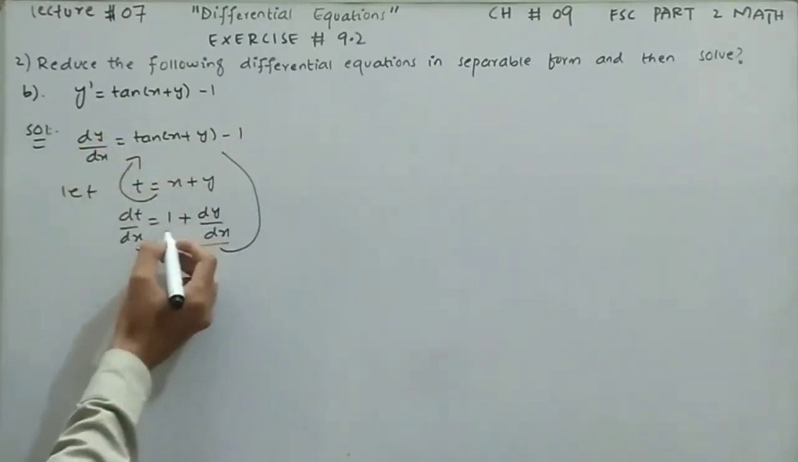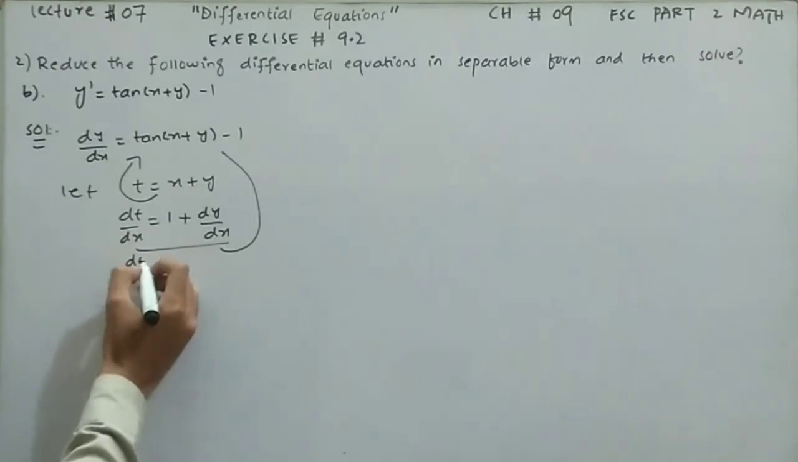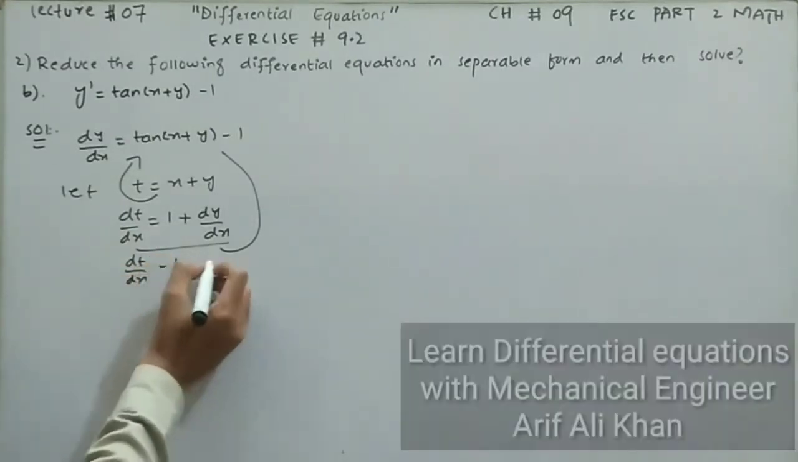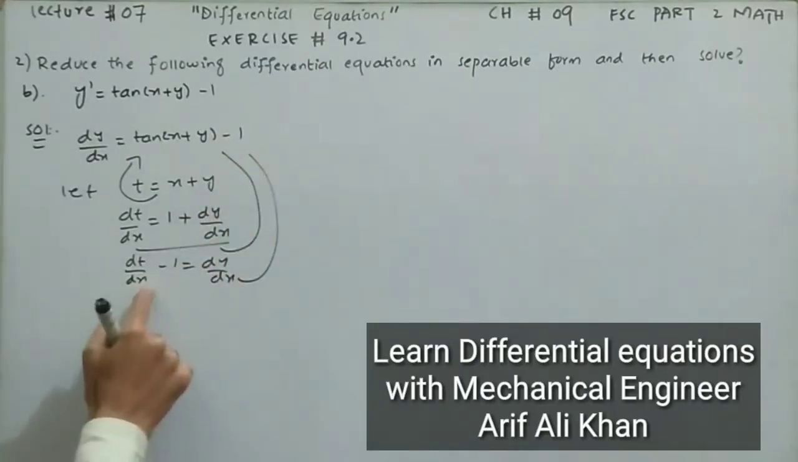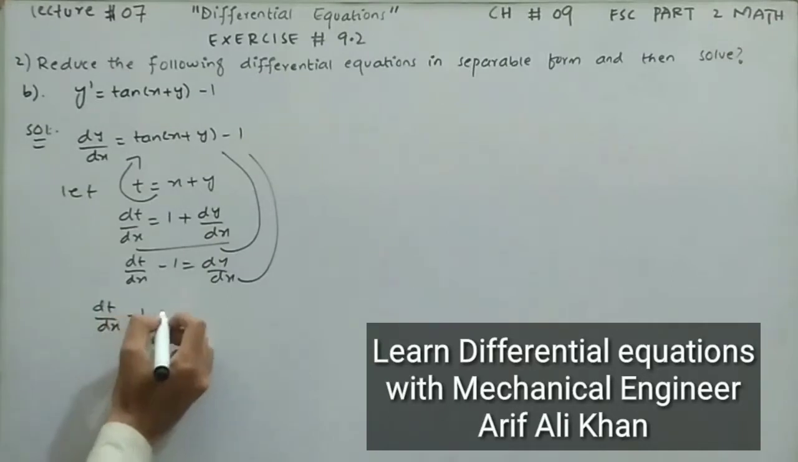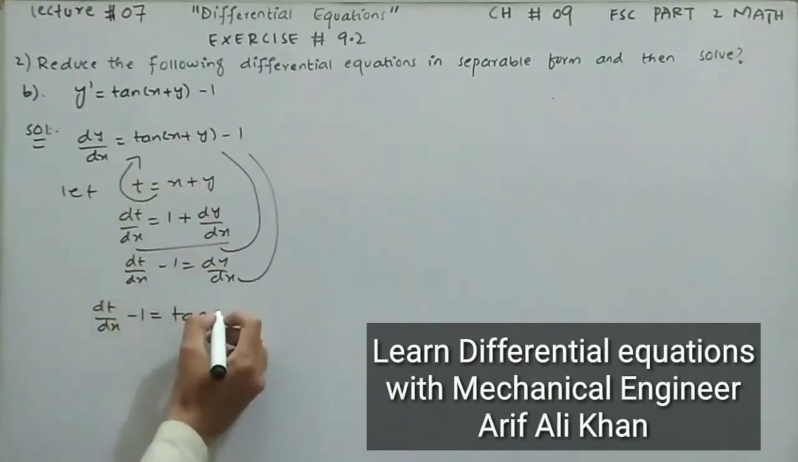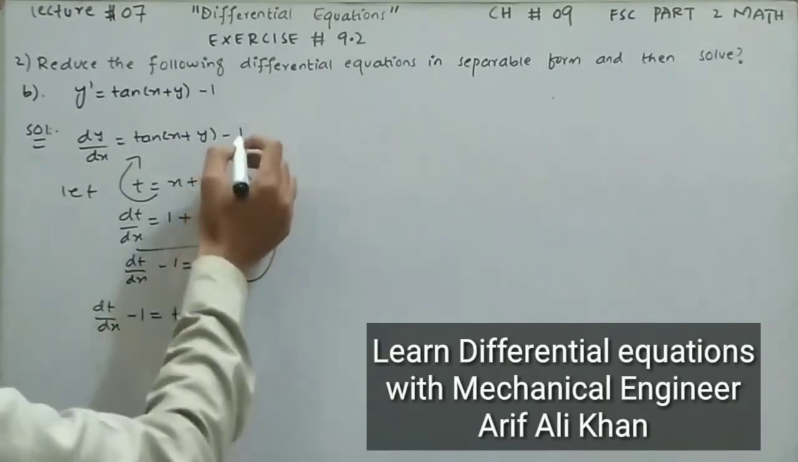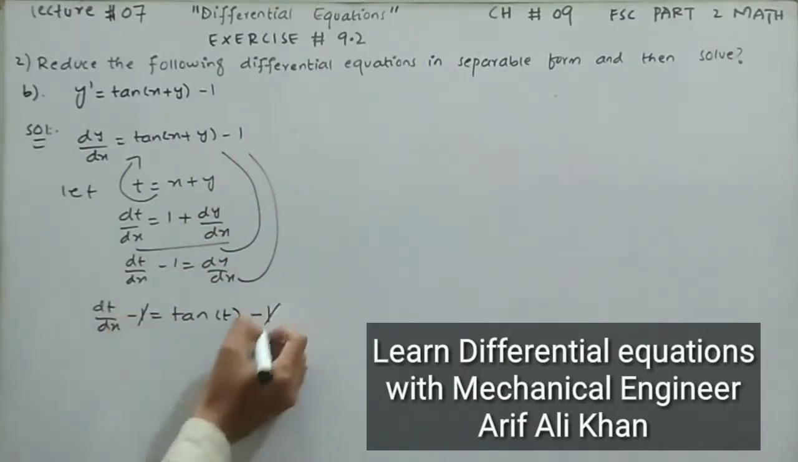So dy over dx from here will be dt over dx minus 1. Putting this value, dt over dx minus 1 is equal to tangent of (x plus y). Since x plus y is t, and after this we have an extra minus 1, the minus 1 terms cancel out with each other.